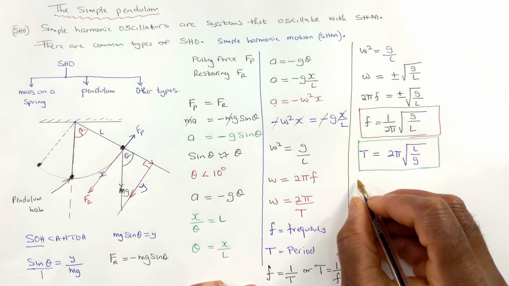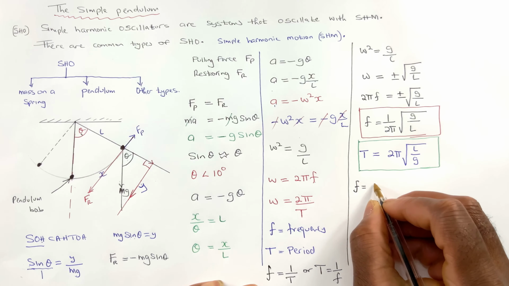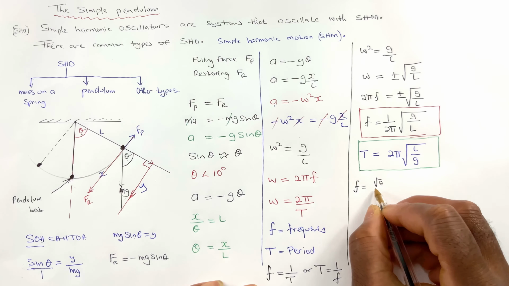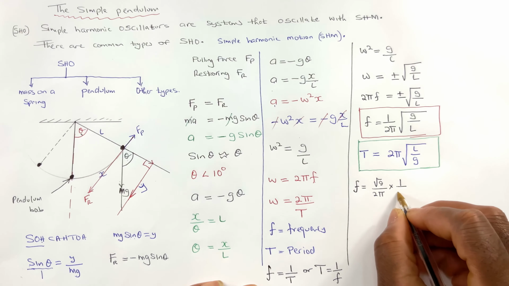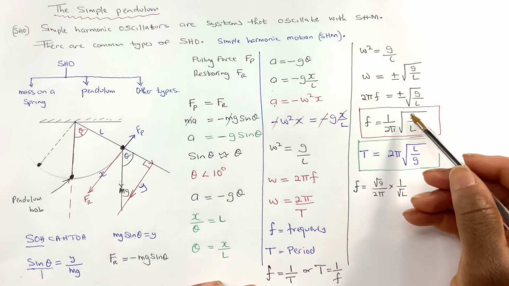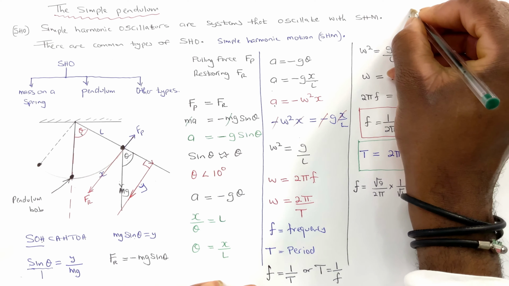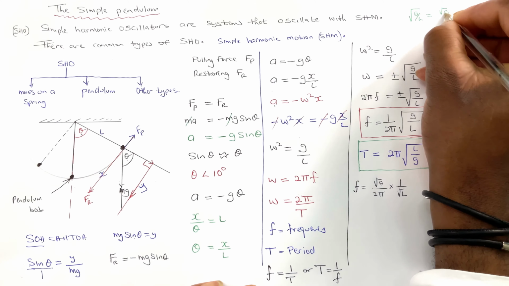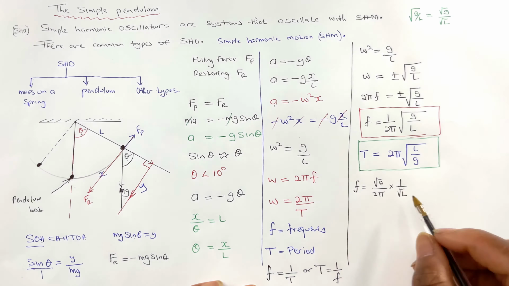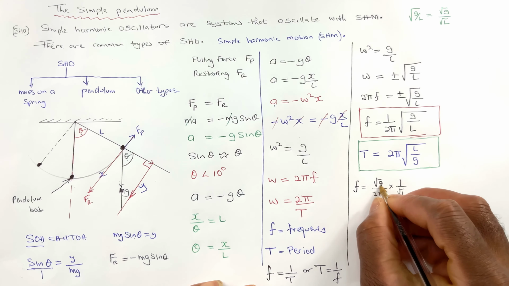So what I can do is, let's start with frequency. So the frequency is basically root g over 2 pi times 1 over root L. It's the same equation. As you know, in surds, you could write root g over L to be root g over root L. So I'm just using that, and I've just separated that here. So that's g, by the way.